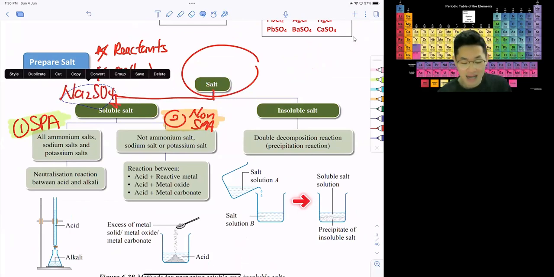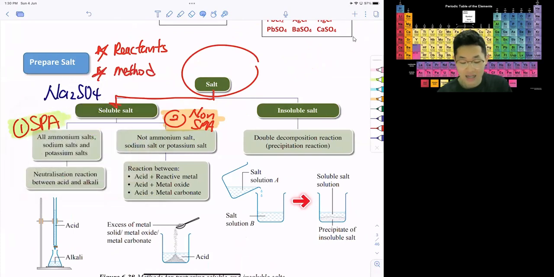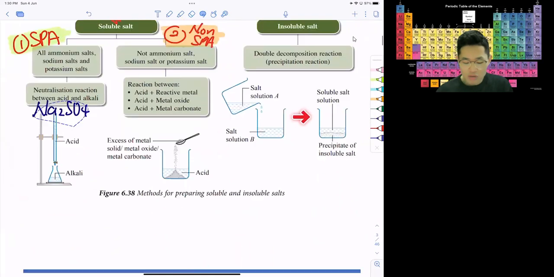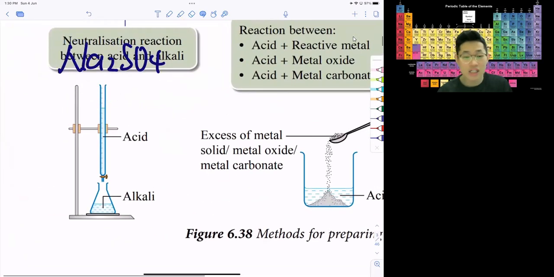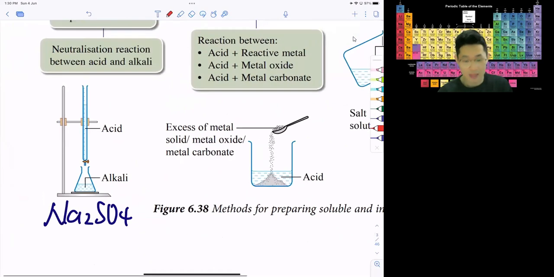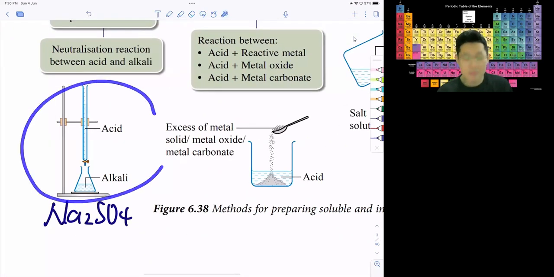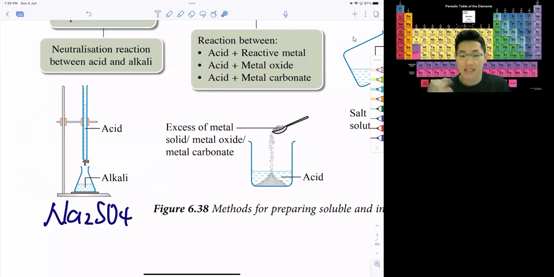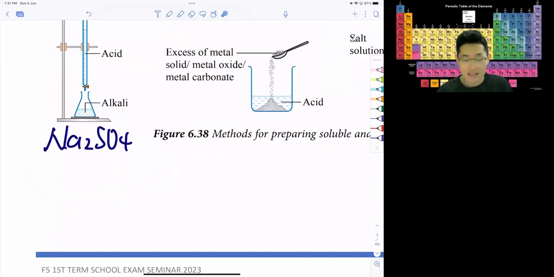Does it come with spa? Got spa? Yes, spa, yeah. Okay, got spa, sodium, because it got sodium. So if it is the first method, we will be using neutralization to prepare the salt. Okay, you see, this is the method. This is the method, titration. Then how do I find the reactant?